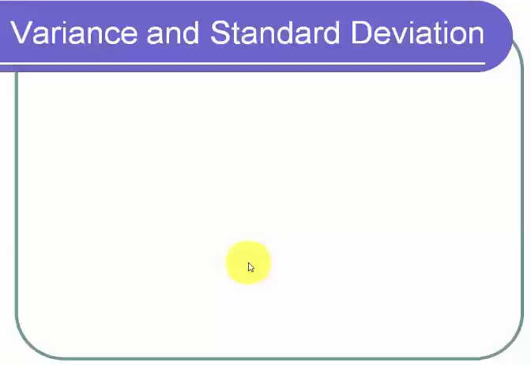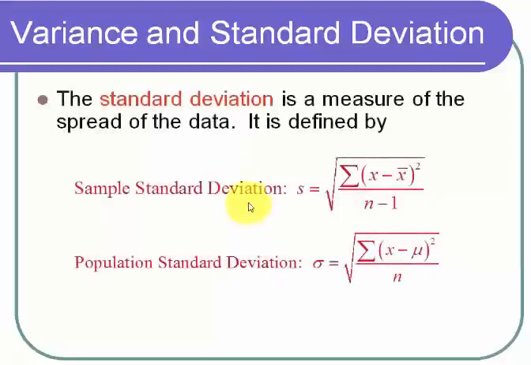So let's move on to measures of the spread. The big one is called the standard deviation. The standard deviation is a measure of the spread of the data, and it's kind of an average of how far the data values are from the mean.